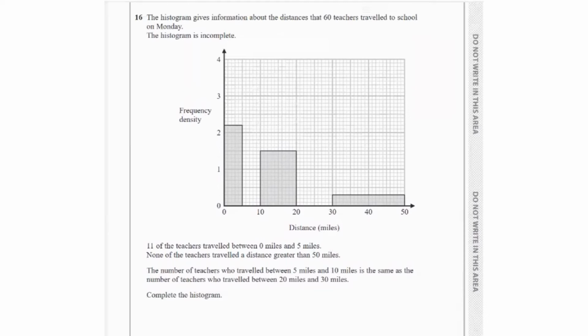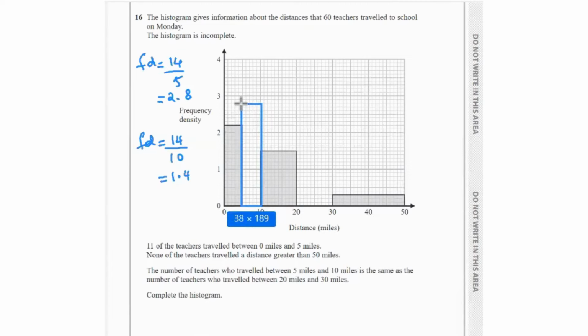So now you find the frequency density for these two intervals. For the first one, 14 divided by 5, that's going to give us 2.8. And then 14 divided by 10, which is 1.4. So we draw our bars. 2.8 is going to come over here. And 1.4 is going to be this. This is your complete histogram.